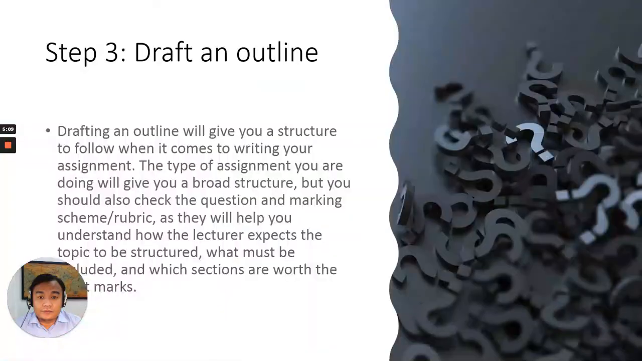Step 3 is to draft an outline. Drafting an outline will give you a structure to follow when it comes to writing your assignment. The type of assignment you are doing will give you a broad structure, but you should also check the question, underline it, and check the marking scheme and rubric, as they will help you understand how the lecturer expects the topic to be structured, what must be included, and which sections are worth the given marks.